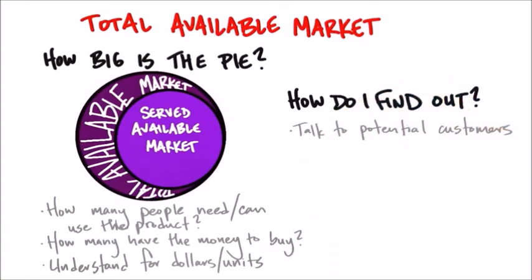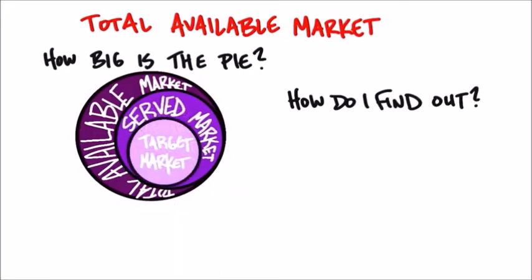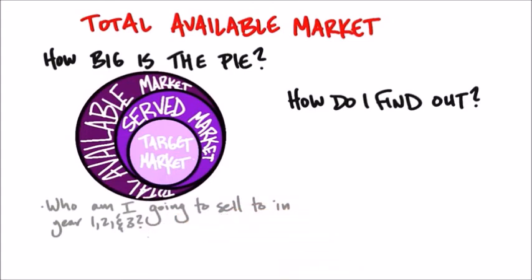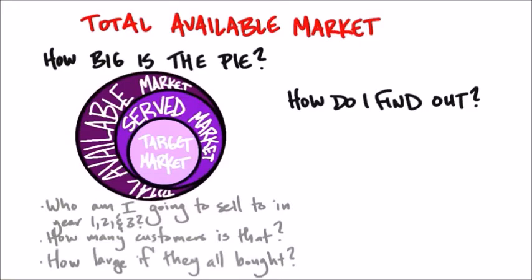And then I think of this, again, using the pie analogy. The first step was trying to understand the number of people in the world, but now we can narrow it down, if I have an Android app, to the number of Android-capable phones, and then down to how many would buy at my price. But now we really want to get pretty specific. Who exactly am I going to sell to in years 1, 2, and 3? How many customers is that? How large is the market if they all bought? That is, what we are now coming up with is the total number of dollars. If you had 100% market share, your revenue isn't going to exceed this number. And how many units would that be?